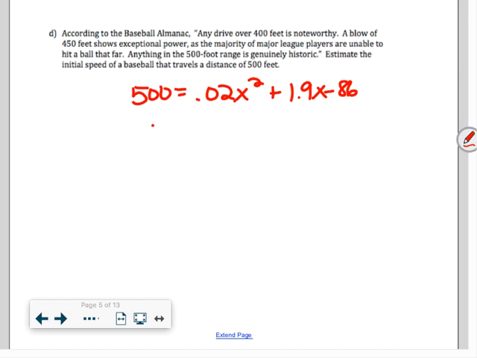And what we're going to do, this is quadratic. I can subtract 500 from both sides of the equation. And you can either do quadratic formula, or we can use that real polynomial zero function where you press menu, algebra, polynomial tools. Do you remember that one?